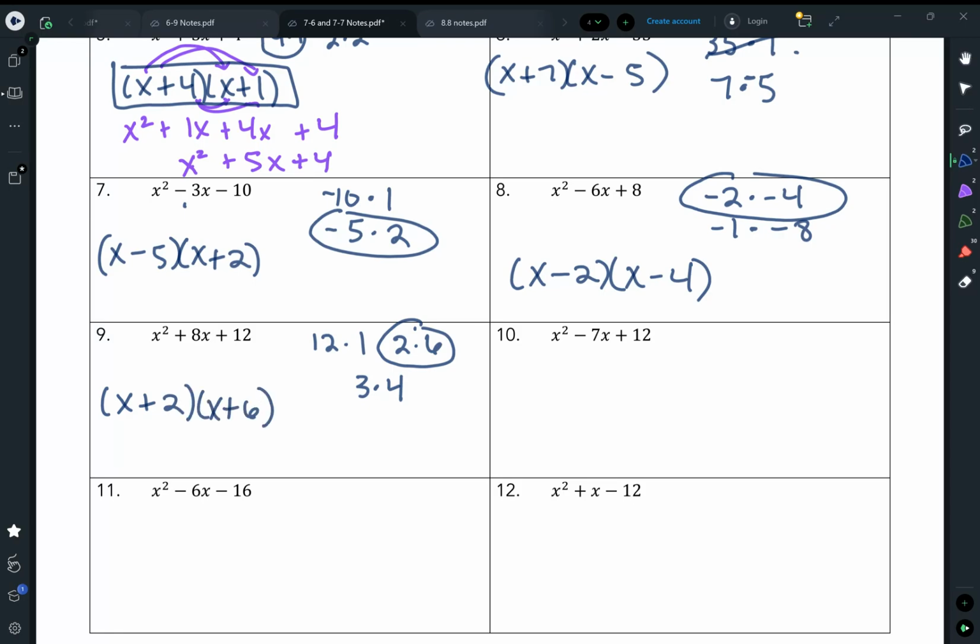Factoring is one of these skills that we need to be really fluent at. We're going to use it all the time in math later on. And so we really need to get to the point where we've done enough practice that we can just kind of look at something and we can factor it quickly.